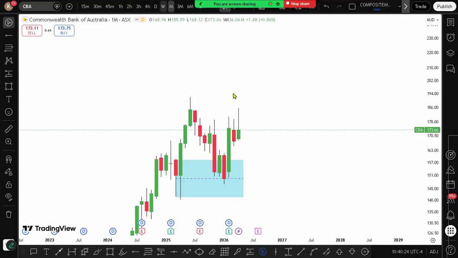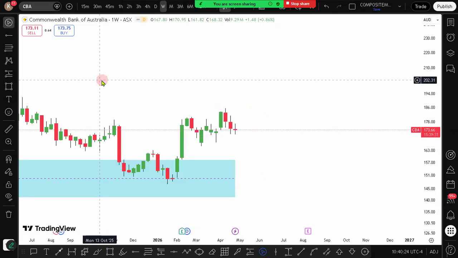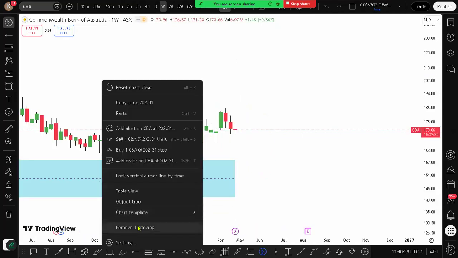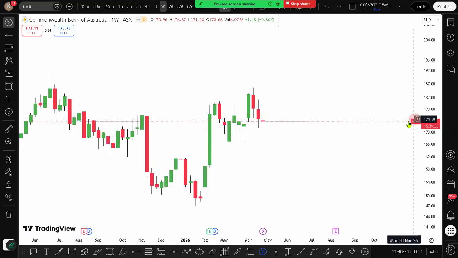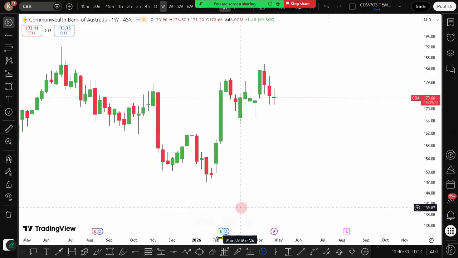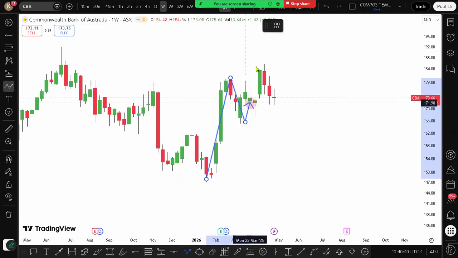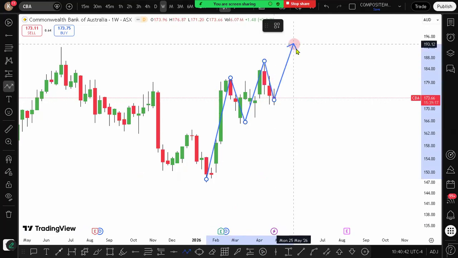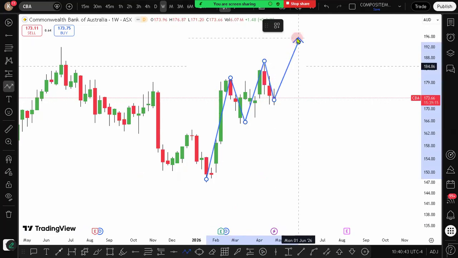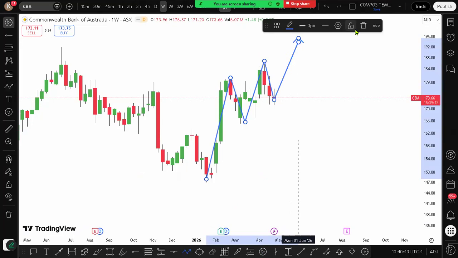Now, if we drop to the weekly time frame, we can see after the market hit the monthly demand, we got the rally, correction, then the rally. Now we have a small correction. Probably I'm looking forward to another expansion to the upside.